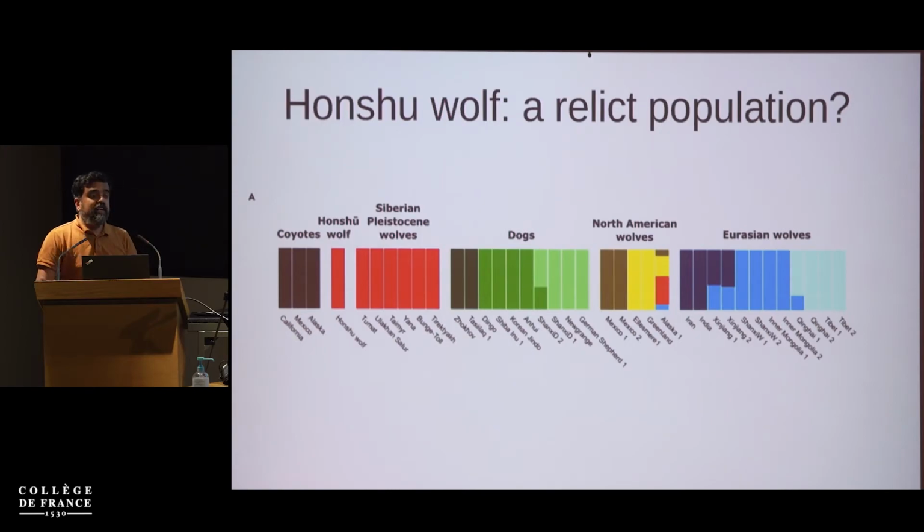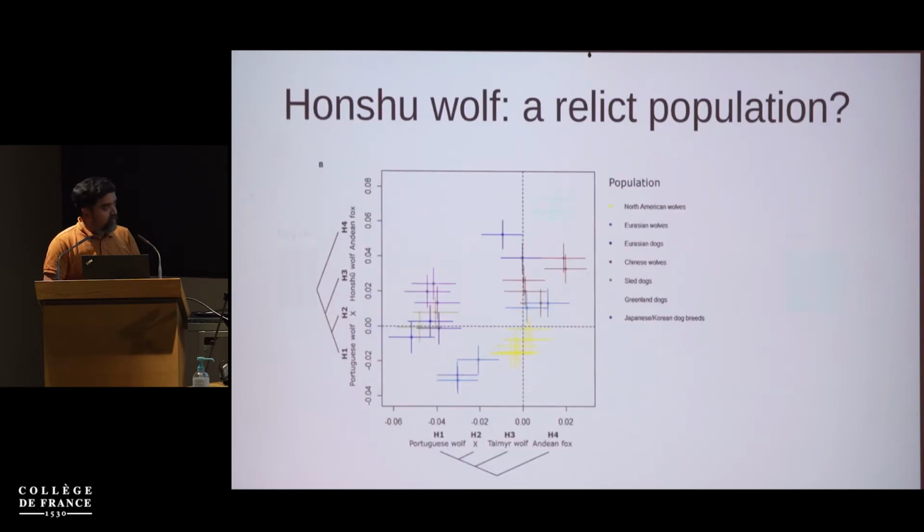So a wolf which went extinct about 100 years ago due to human persecution, with the late 1930s being the last sighting of the Honshu wolf, carried lineage which looked very similar to the Siberian Pleistocene wolf, indicating that it probably was a relict population. Right? And this pretty much shows a similar plot as well.